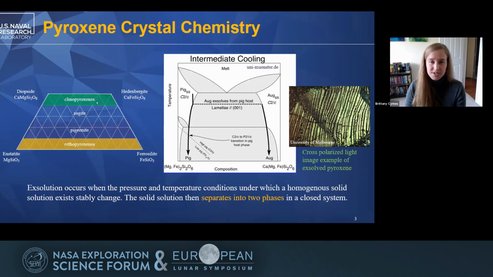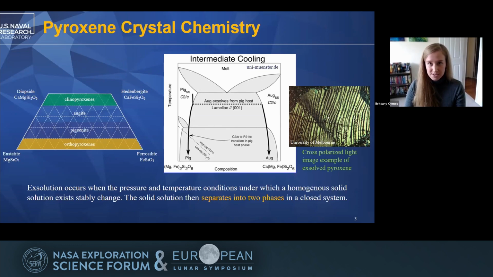Due to symmetry differences, which result in calcium incorporation, there's limited solid solution between the calcium-rich clinopyroxenes and the calcium-poor orthopyroxenes. And what occasionally happens during the cooling process is something known as exsolution. Using this phase diagram between orthopyroxene and clinopyroxene as an example, you can see that when a stable pigeonite solid solution cools, it reaches a univariant curve, and then the melt separates into two more stable coexisting pigeonite and augite phases. And this results in something that looks a little like this cross-polarized light image here.